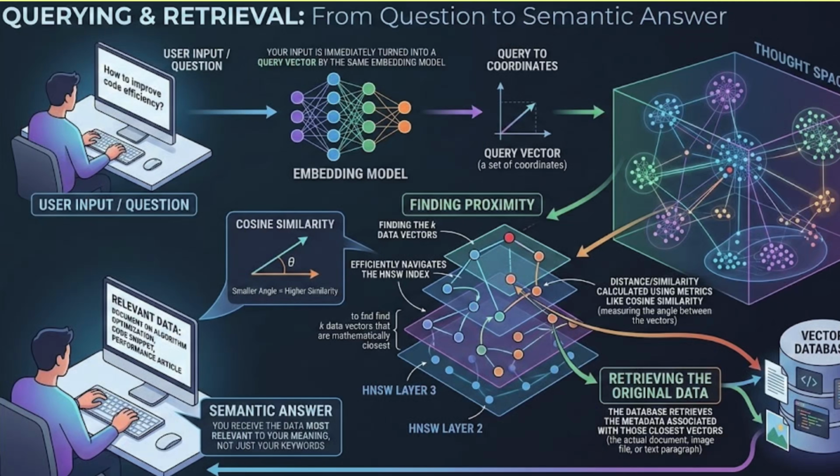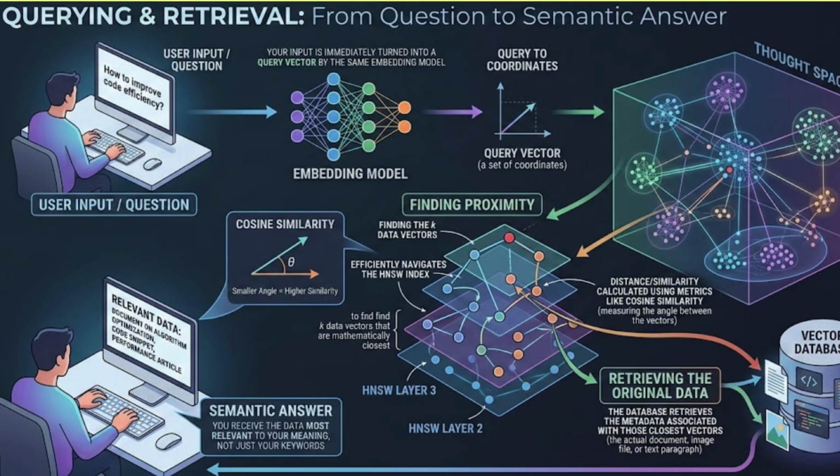So when you ask a question or input data into an AI system, your input is immediately turned into a query vector, or a set of coordinates, by the same embedding model. The database's HNSW index efficiently navigates the thought space to find the k data vectors that are mathematically closest to your query vector. The distance or similarity is calculated using metrics like cosine similarity, which is basically measuring the angle between the vectors.